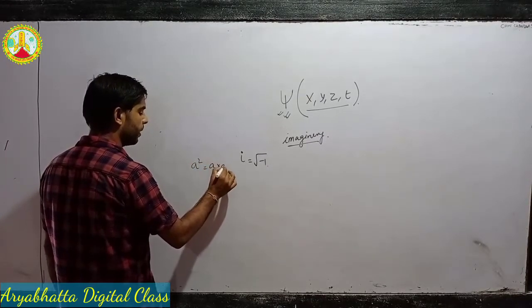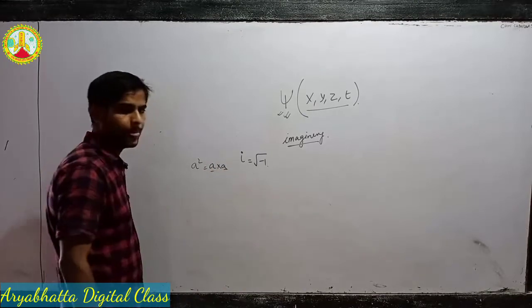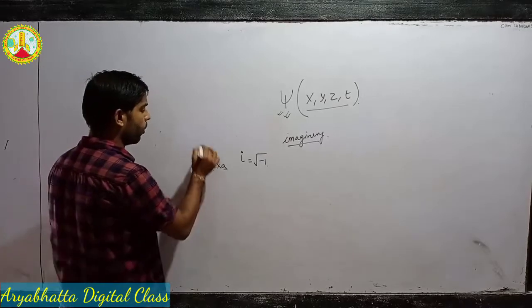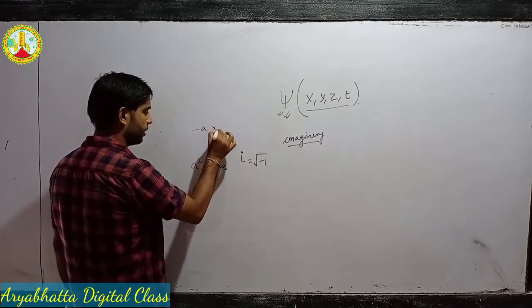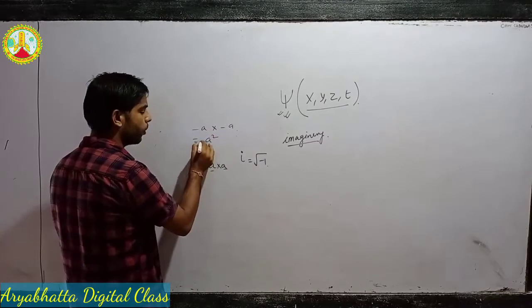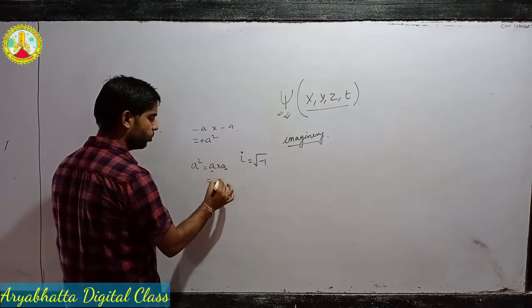Square means multiplying a number with the same number. So if one number is negative, then the other number is also negative, so it always gives you a positive number in both cases.